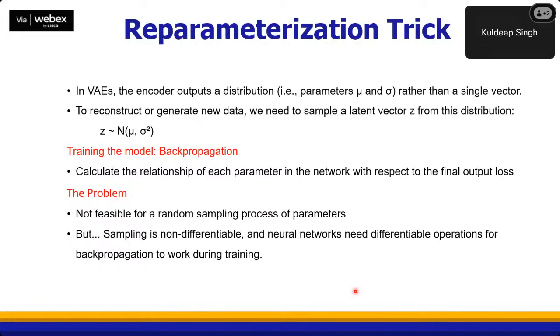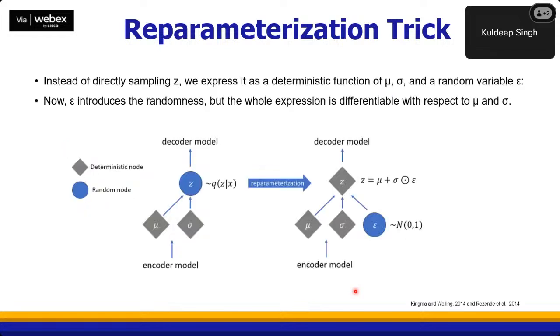Now again, there is a problem. So we can take help of an idea called the reparameterization trick. I know there is a lot of mathematics here, but you won't believe I have removed a lot of mathematics from here. Try to keep it simple so that you can get an overview of what exactly is happening there.